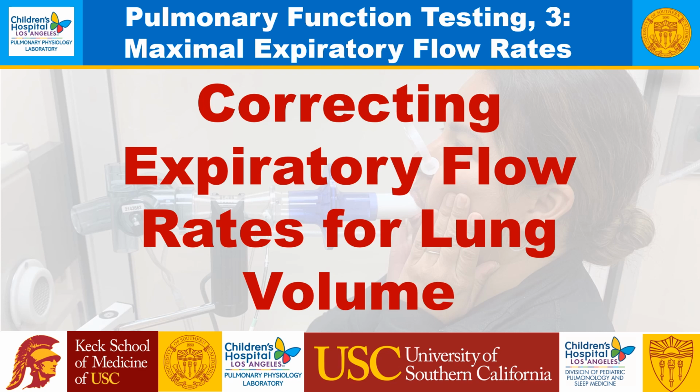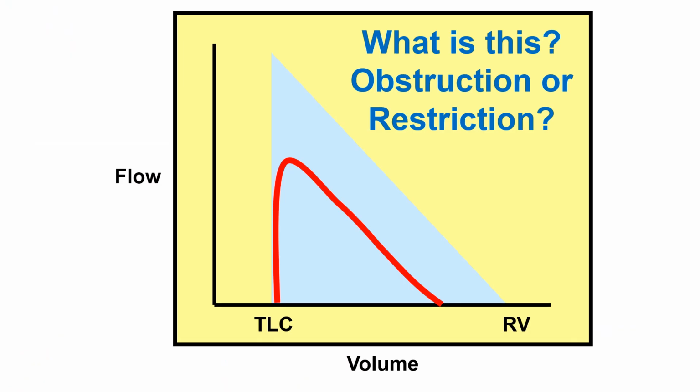So, finally, correcting expiratory flow rates for lung volumes. When you see a flow volume curve on a pulmonary function test, in virtually all situations, they line it up at total lung capacity. That is, they start the curve here. They show you this as your predicted values. So what is this curve? Is this airway obstruction or is this restriction?